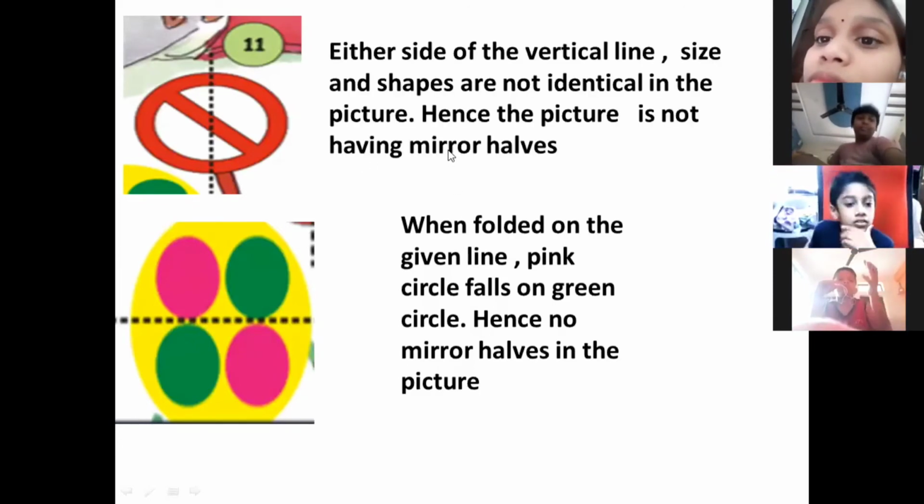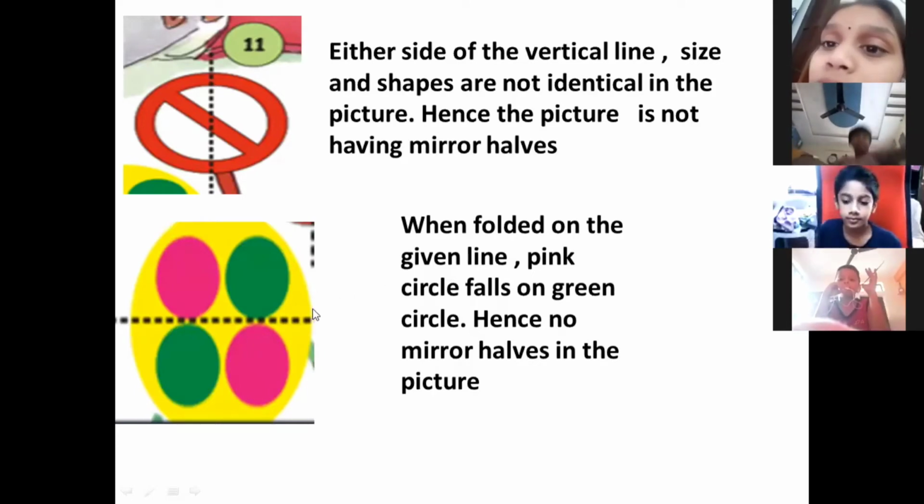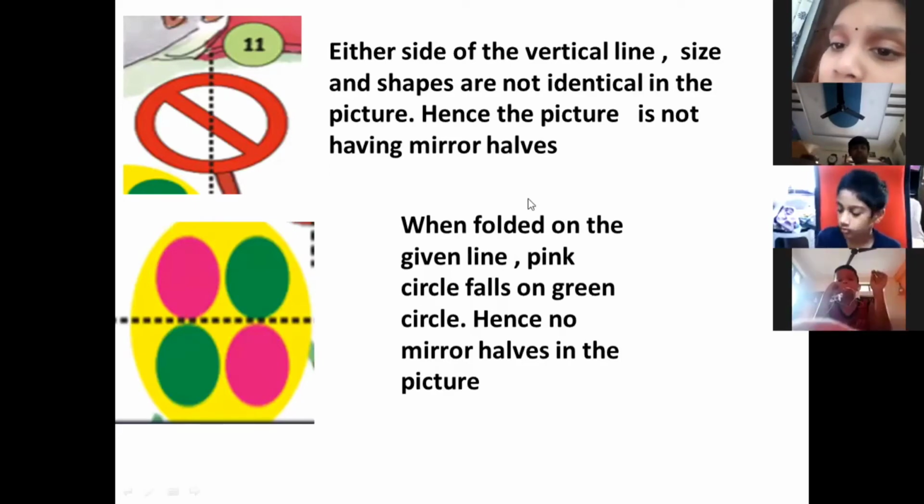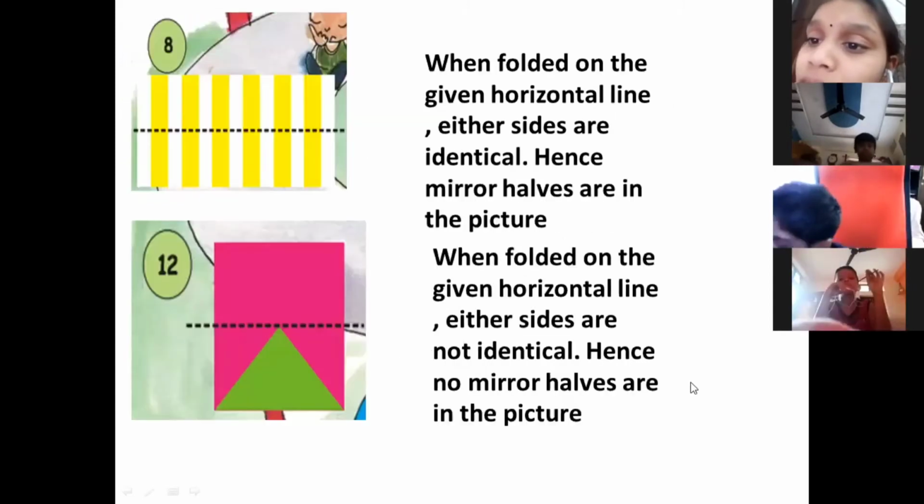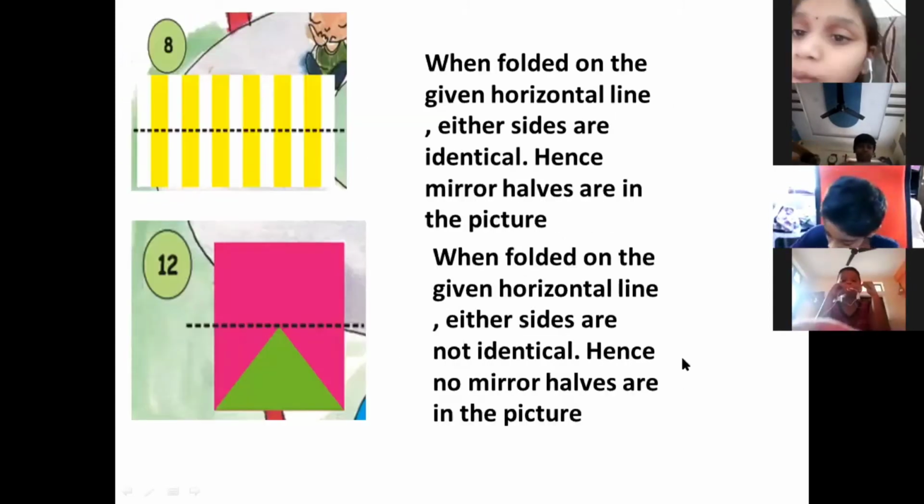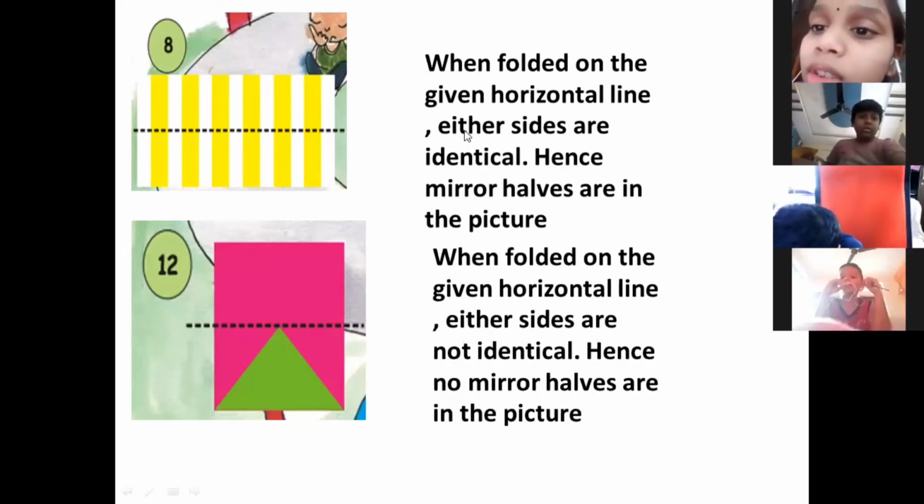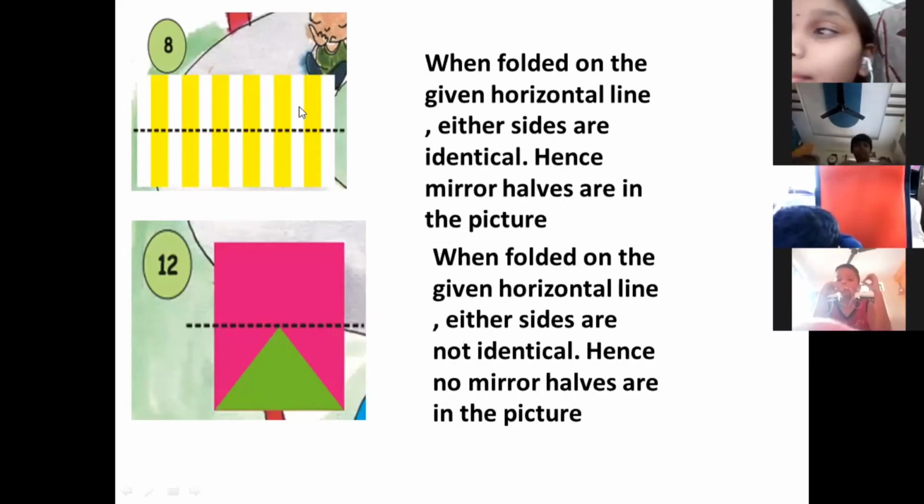There is no mirror here. The pink circle falls on the green circle, so it is not having a mirror half. Okay, next, the eighth one is having a mirror half. The horizontal line divides the given picture into two identical parts. So hence it is having a mirror half.